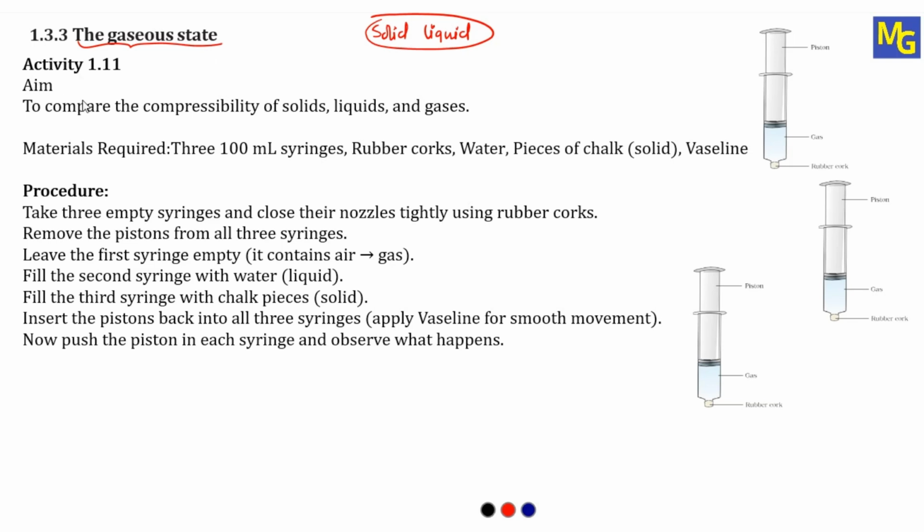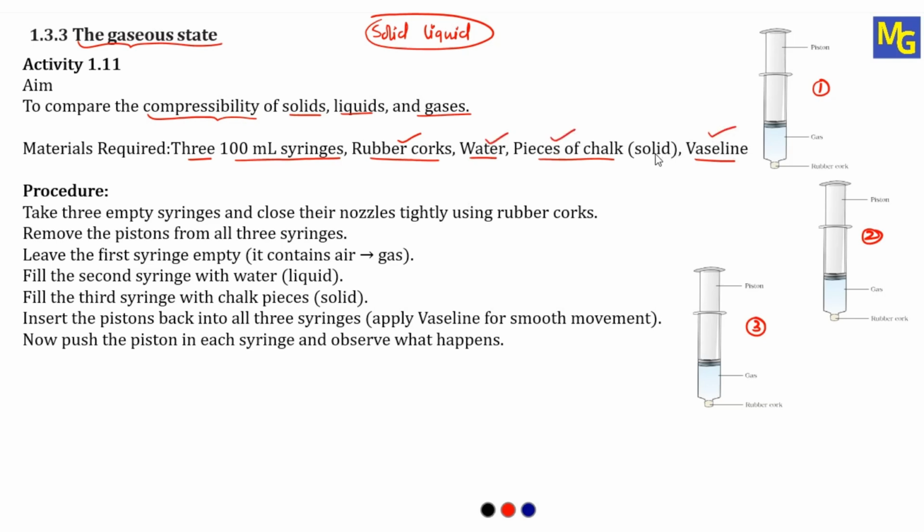The aim of the activity is to compare the compressibility of solids, liquids and gases. So we are going to see the compressibility property in the case of solid, liquid and gases. Material required: 100 ml syringes. We require 3 syringes, and the capacity is 100 ml. Then we require a rubber cork, water, pieces of chalk and Vaseline. You can see here, this is syringe number 1, this is syringe number 2, and this is syringe number 3. With these we also require a rubber cork, water, chalk powder and Vaseline.